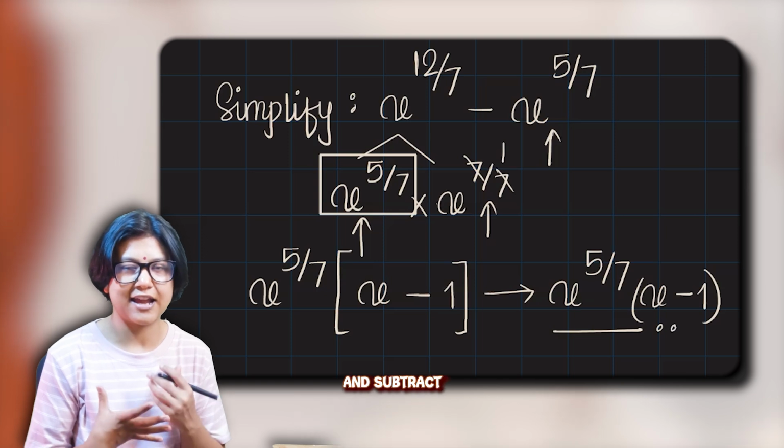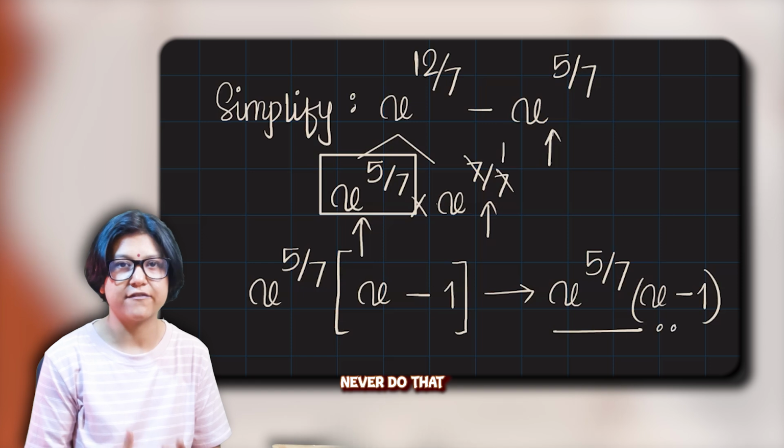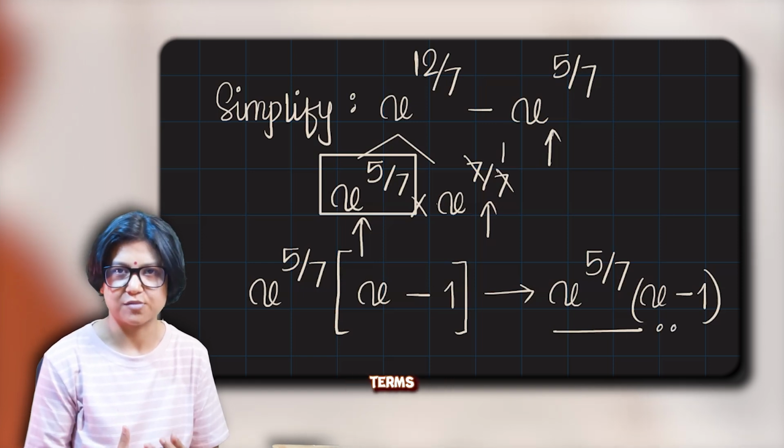Please don't go ahead and subtract the powers directly, or even if they are in addition form, please never do that, because the rules are meant only for multiplying and dividing terms. That's it.